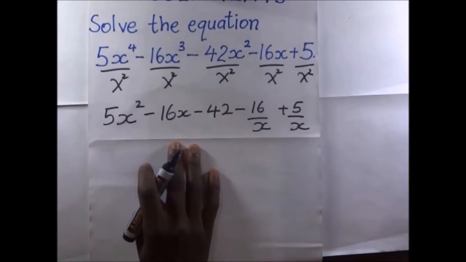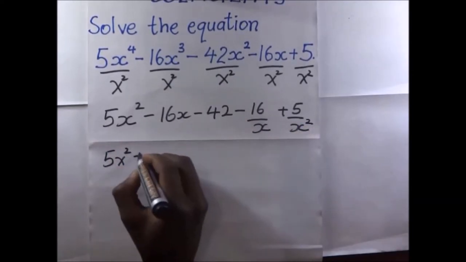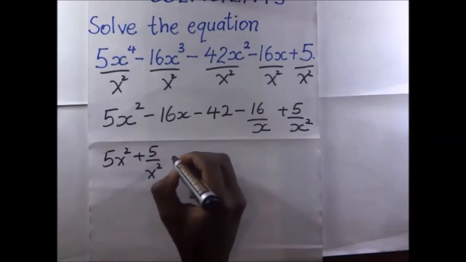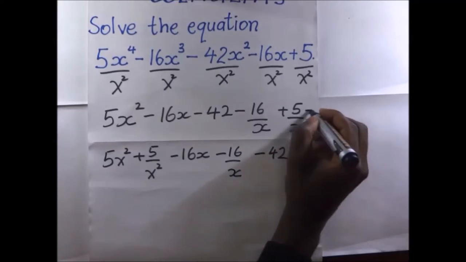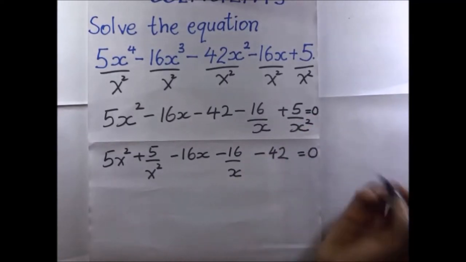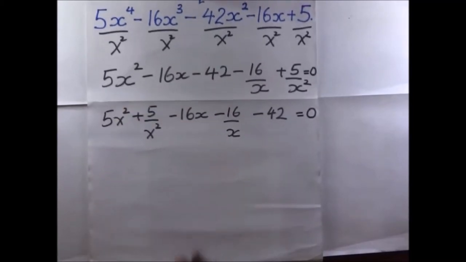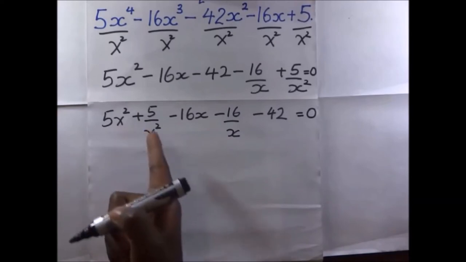So we collect like terms. 5x plus 5 over x squared. We equate this to 0, so this is also equal to 0. So after collecting like terms, we factorize out the common term here. The common term here is going to be 5.